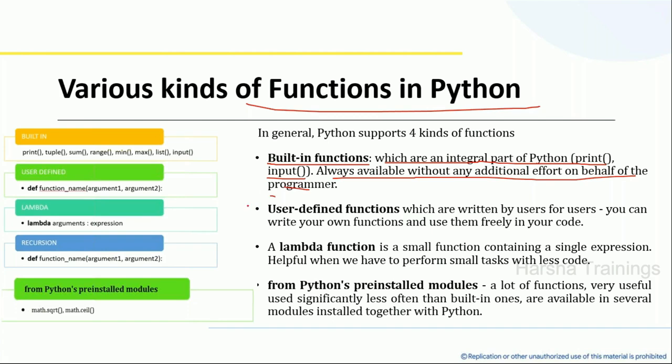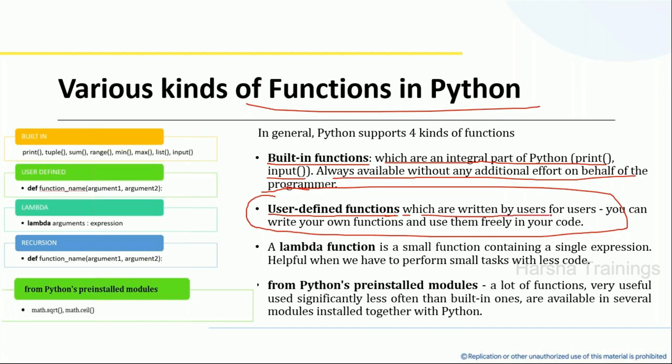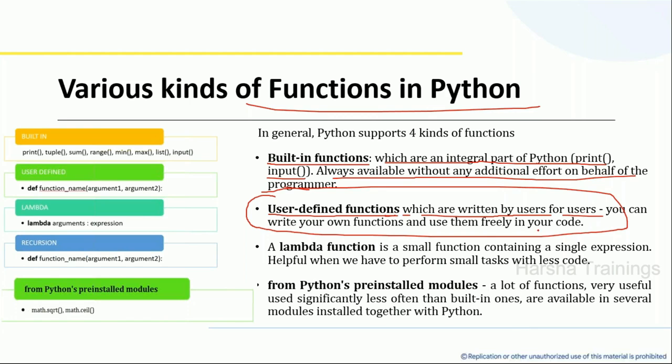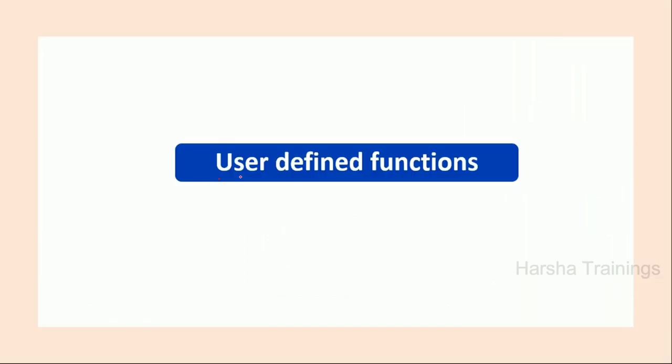Now, the second kind of functions are called user-defined functions. I'm doing my project. My project doesn't have any support of built-in functions. I can write my own functions. Those functions are called user-defined functions. Clear? Whatever functions I am writing for my specific purpose, I will call them user-defined functions, which are written by the users for the users, and we can write our own functions and use them freely in our code.